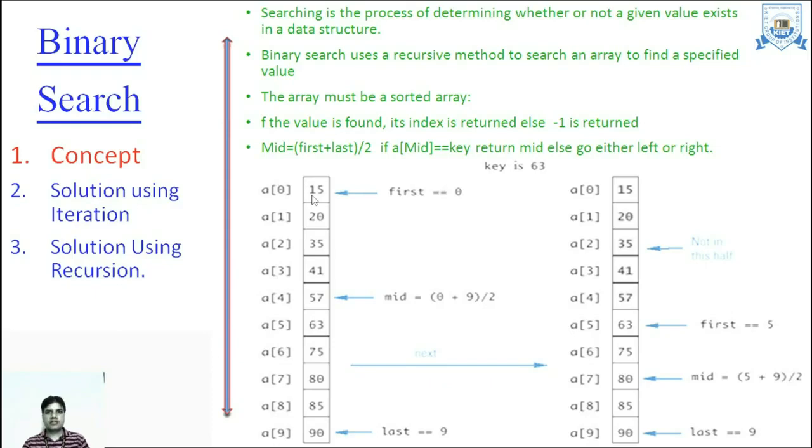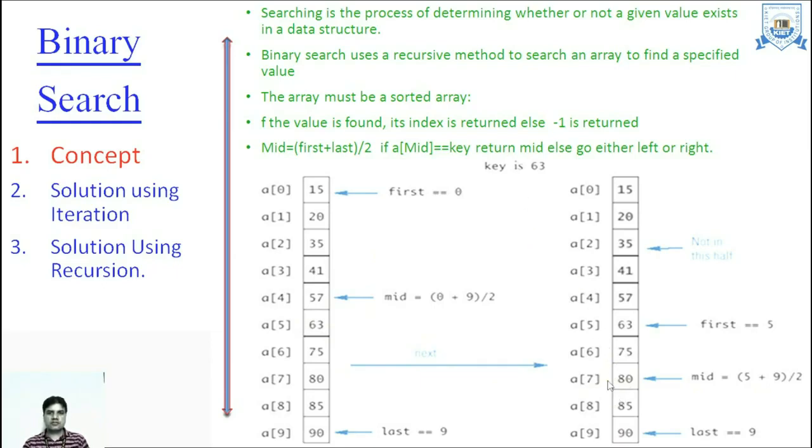And every time we redefine the content of the array by shortening its length, we try to update first or last, depending on whether the key is greater or lesser. In this case the key was 63 and the mid element in the first phase is 57. It is greater, so we need to search for the element in the second half. In that case our first value will update. Earlier it was 0, now first will become the index of the element just after the mid position. That means it becomes mid plus 1.